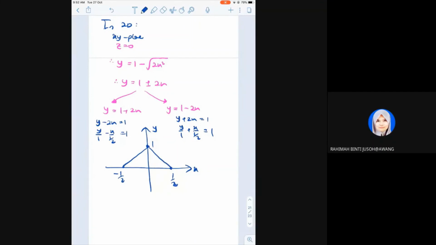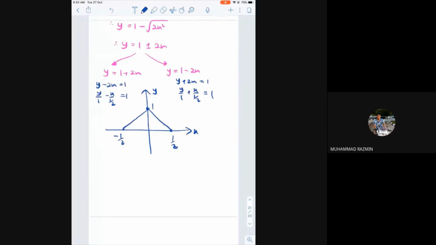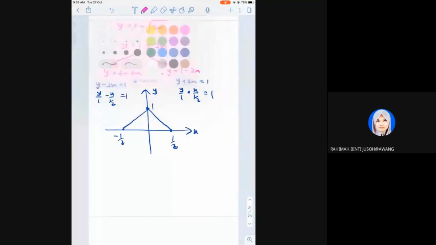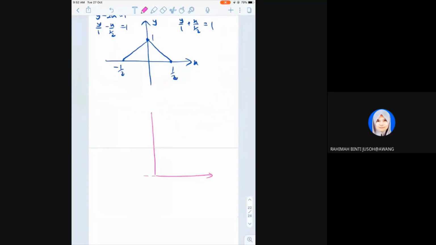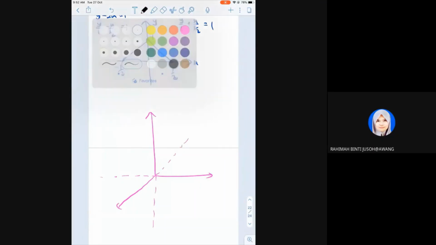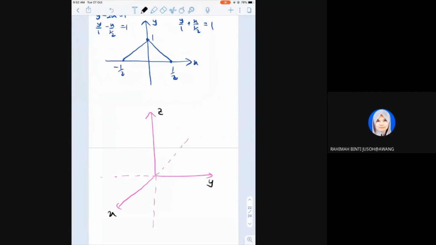Can you imagine how the cone is formed in 3D now? Yeah, good. So automatically in 3D, you can sketch the cone happily. That's why I say, try 2D first, so you get an idea of what your graph looks like. So X, Y, Z. Where is the vertex? The vertex is at positive 1, right? Yes, the vertex. So of course it will be like this, straight away.